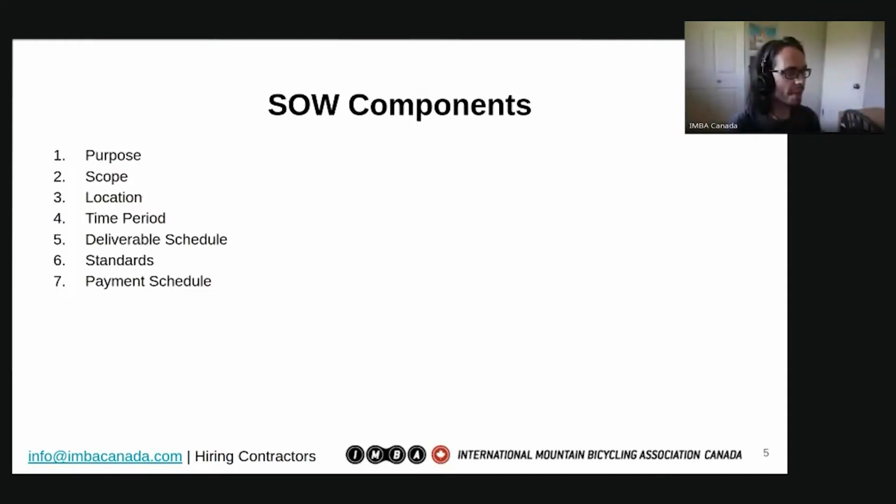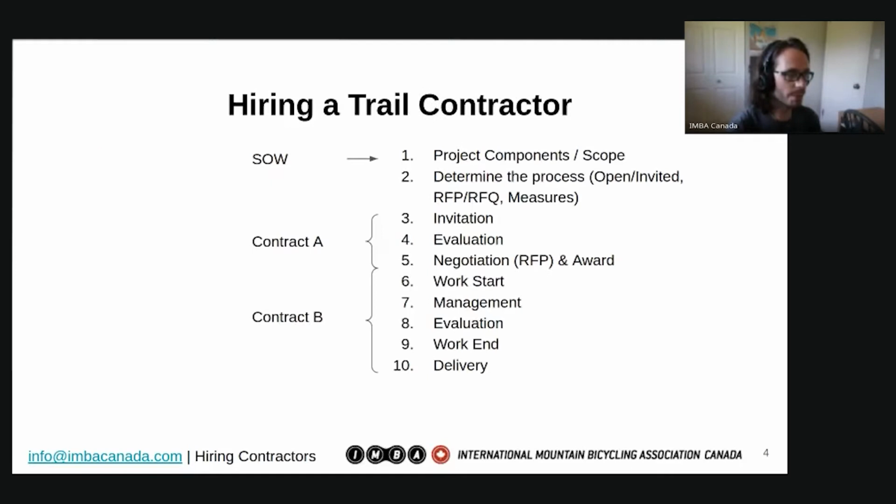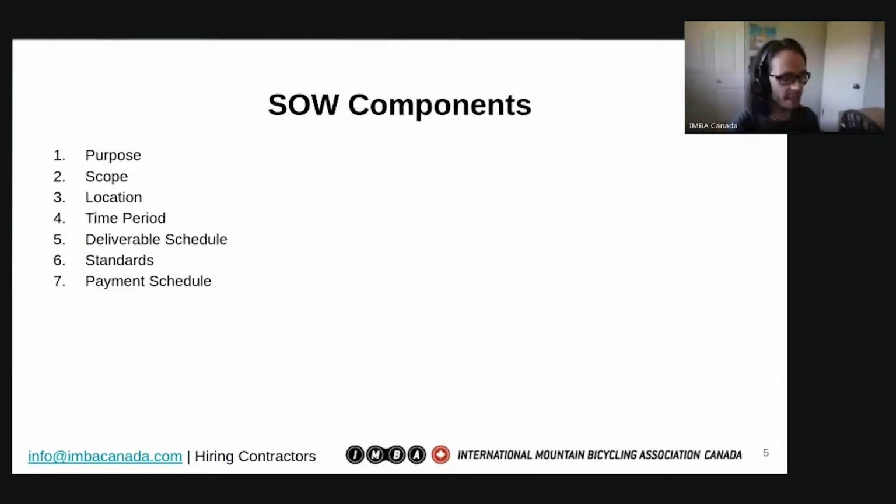So the statement of work is what comprises this project's components and scope. And this is a detailed understanding of what it is that you are trying to buy. And it usually begins with a purpose statement. The purpose is to design and build a set number of trails in a given area of such and such a style. And then the scope is what outlines how that purpose will get completed.